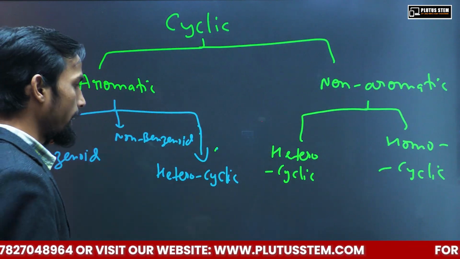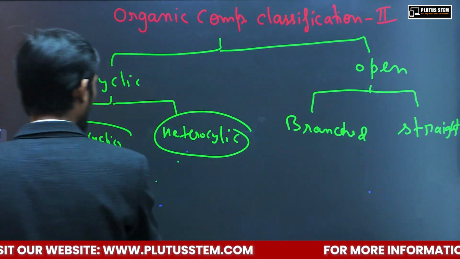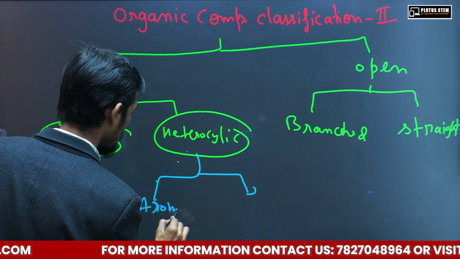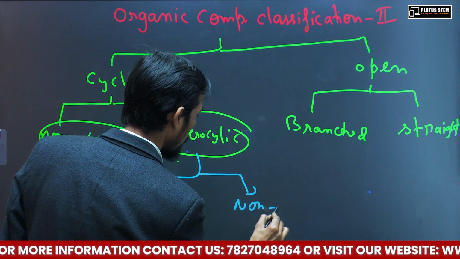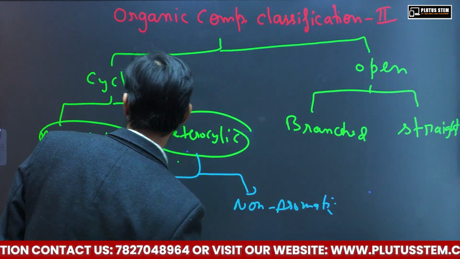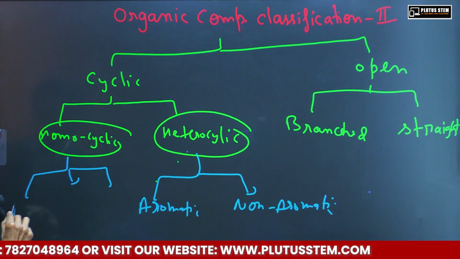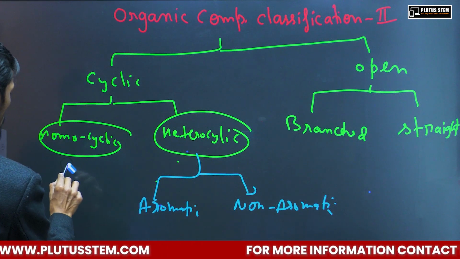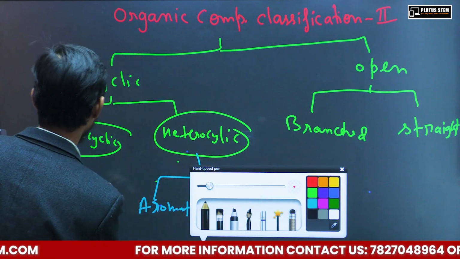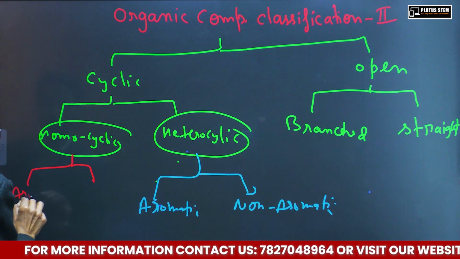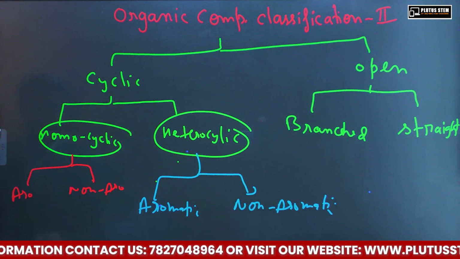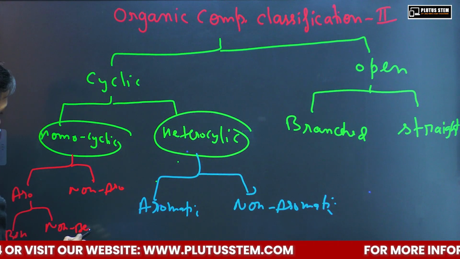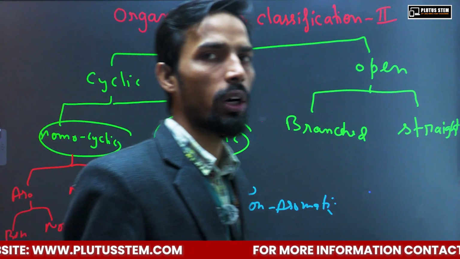Continuing from there, this is also a way to classify homocyclic and heterocyclic compounds. The heterocyclic can be of two types: aromatic and non-aromatic, and the homocyclic can again be classified into two, aromatic and non-aromatic, and these aromatic can be benzoate and non-benzoate. This is the way to study these organic compounds in a better way.